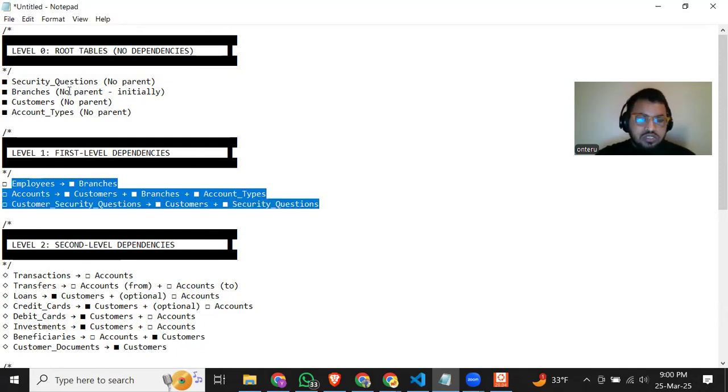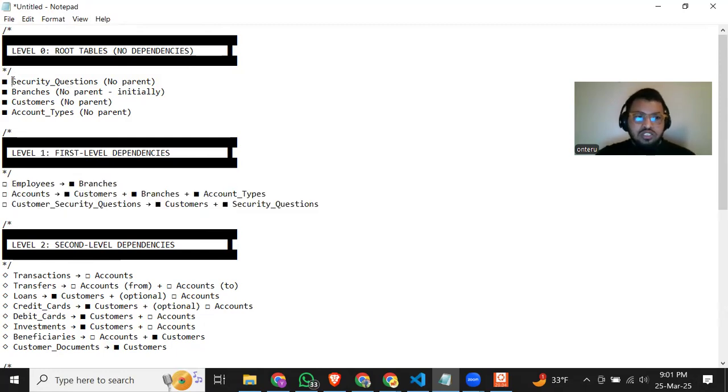Security questions: while we are applying for the bank, some security questions are given at the time of login, right? Like, who is your favorite hero? What is your mother's middle name? It will ask you some kind of security questions at the time of login. This type of data will be stored in this table. Then branches: I have branches all over the country, and the information about my branch locations is stored in the branches table.